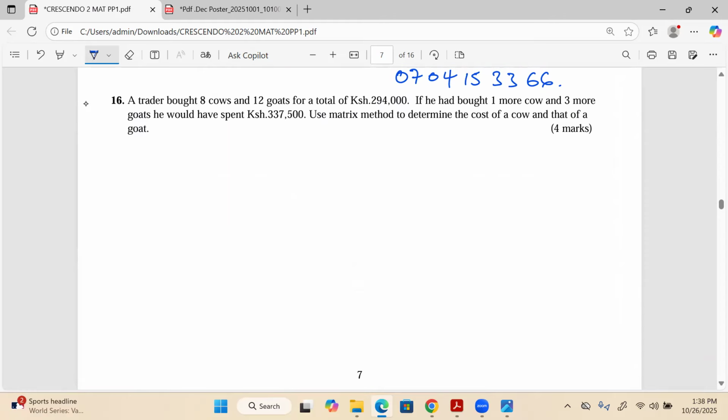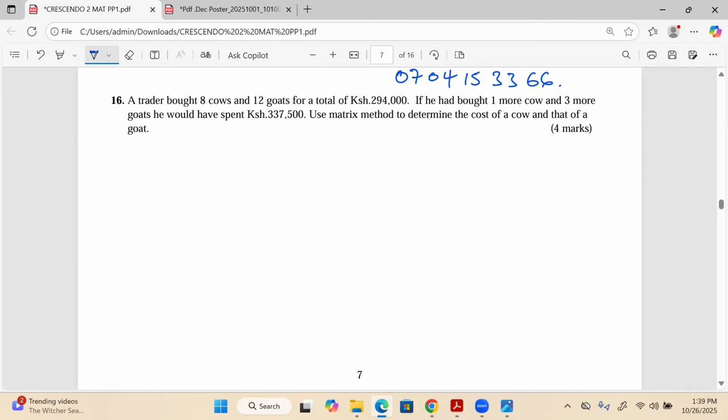Look at number 16. A trader bought 8 cows and 12 goats for a total of 294,000 Kenya shillings. If he had bought 1 more cow and 3 more goats, he would have spent 337,500 Kenya shillings. Use the matrix method to determine the cost of a cow and that of a goat.